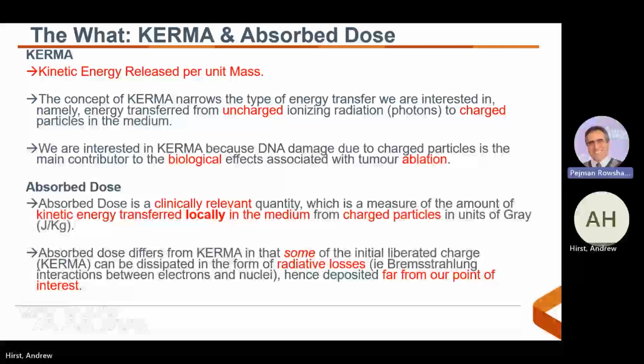An absorbed dose differs from KERMA in that some of the initial liberated charge that's given into the medium can be dissipated in the form of radiative losses. So when you have an electron that's created from an ionization event, that electron can either lose its energy through kinetic interactions or through radiative interactions, which means it creates a photon and loses its energy that way. But that photon is not going to contribute to damaging a local area. For example, in a tumor, it's going to deposit that energy elsewhere.